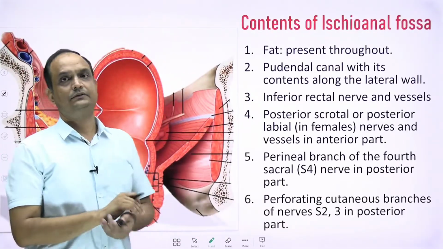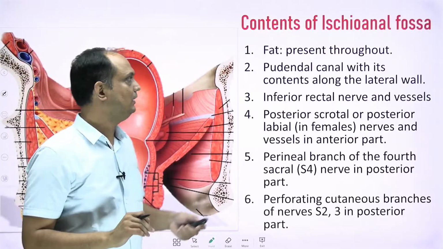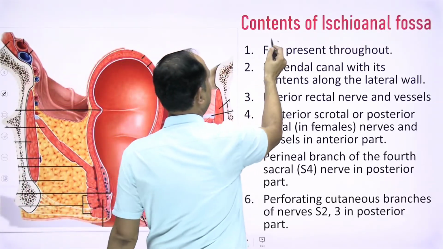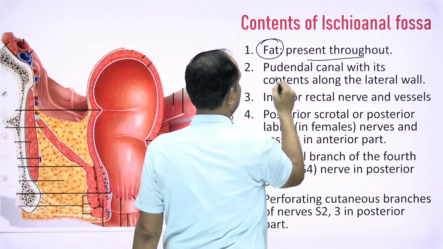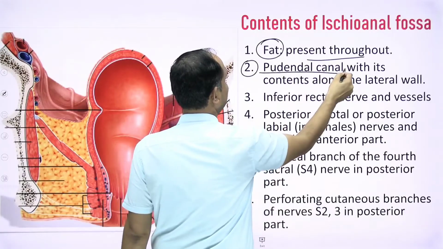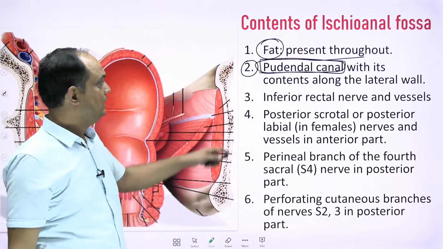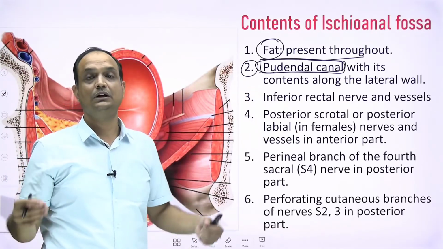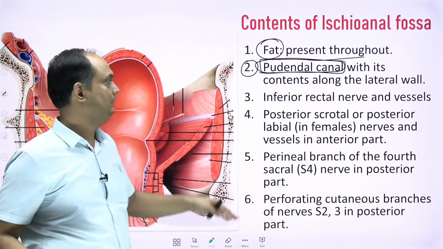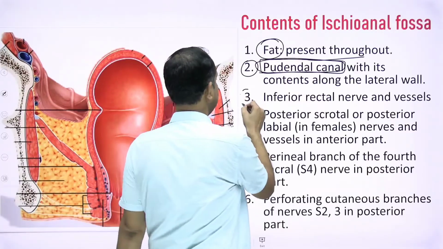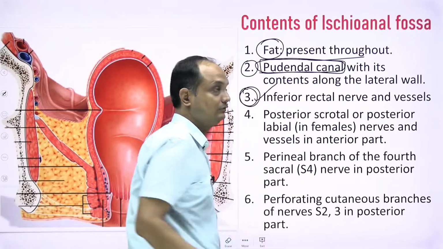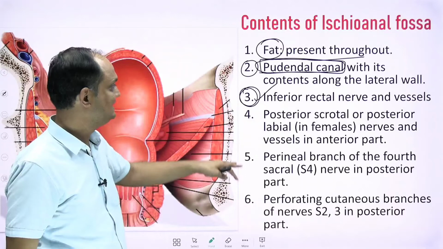Now what are the contents of the ischioanal fossa? When we talk about the contents, you have the fat which is present throughout. Apart from that, we have the pudendal canal. The pudendal canal is a very important content on the lateral wall. The pudendal canal gives rise to the nerves known as the inferior rectal nerve and vessels. So these inferior rectal nerve and vessels cross the fossa from lateral to medial side.